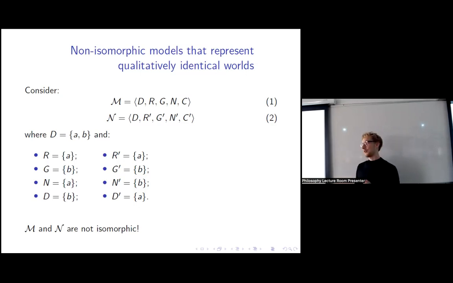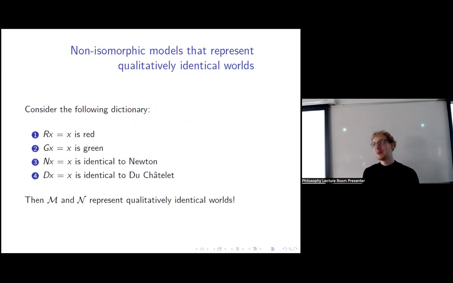And so those are qualitatively distinct possibilities because color is a qualitative property, and being identical to Newton or Du Châtelet is a non-qualitative property. So we've got this sort of different qualitative distribution, right?